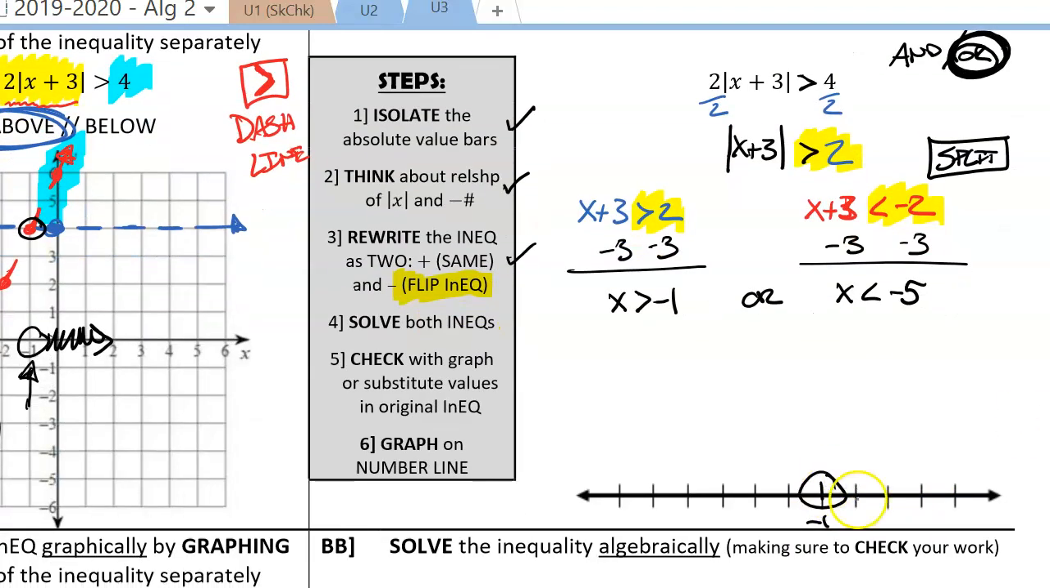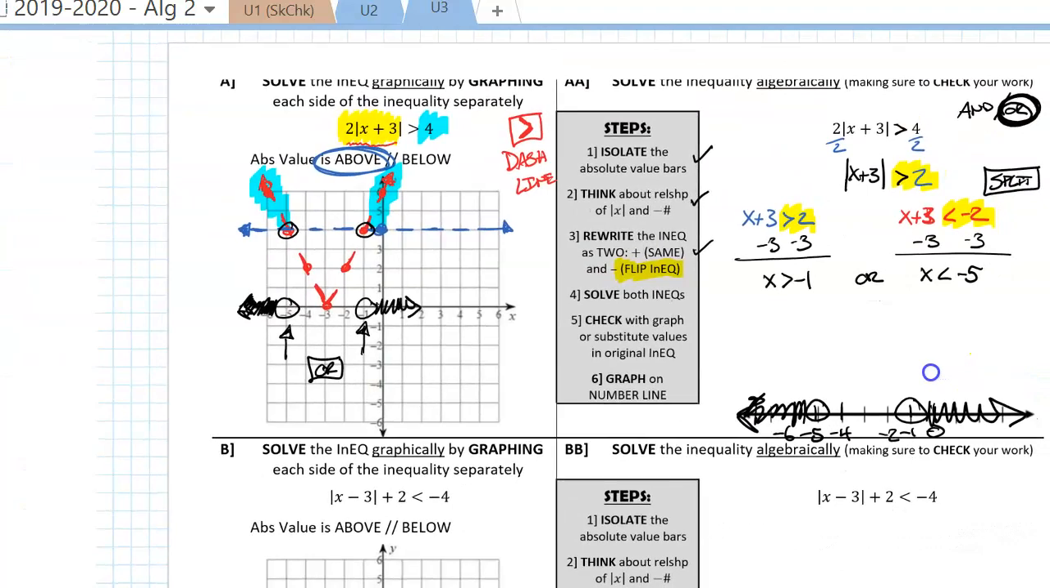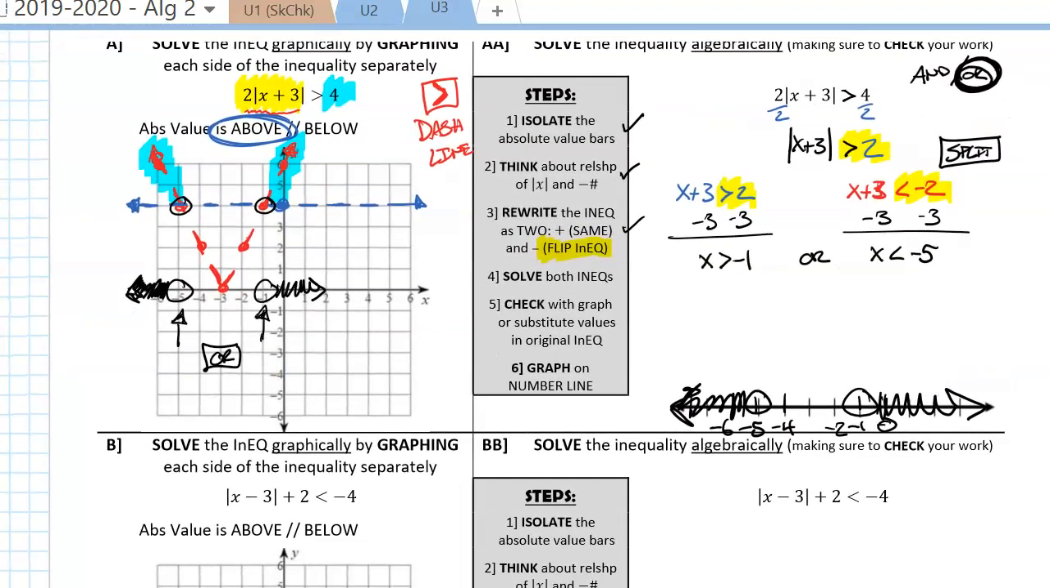along with an open dot. If I'm shading for values that are greater than negative 1, 0, or negative 2, we're going to shade towards 0. If I put an open dot on negative 5, if we're shading towards values that are less, negative 4, negative 6, we'll shade towards negative 6, and we get our inequalities. This matches up with what we see happening graphically, where the absolute value is above our line in the outer regions, pointing towards negative infinity and positive infinity.